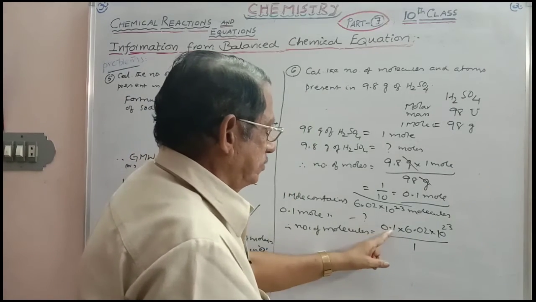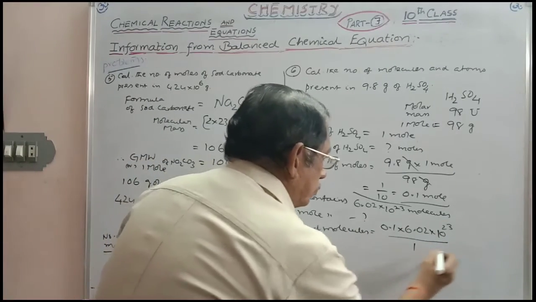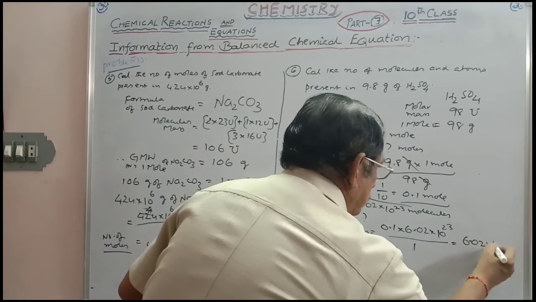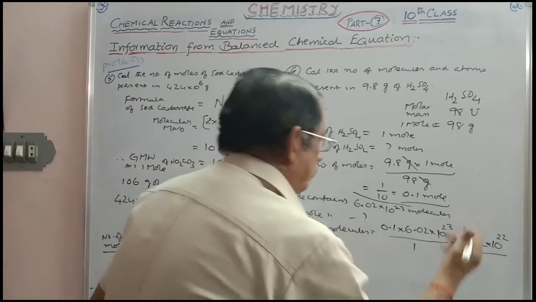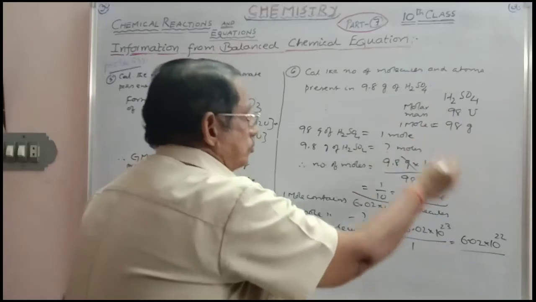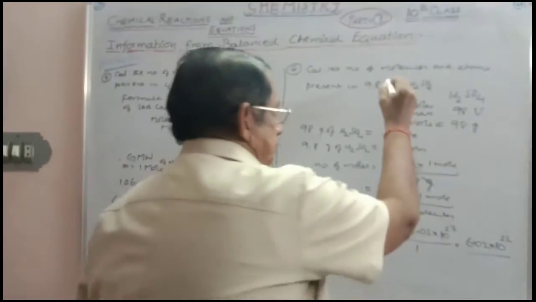0.1 means 10 to the minus 1. 10 to the minus 1, 10 to the 22 it becomes. So this is equal to 6.02 into 10 to the power 22. These are the number of molecules present in 0.1 mole. So number of molecules you got already.